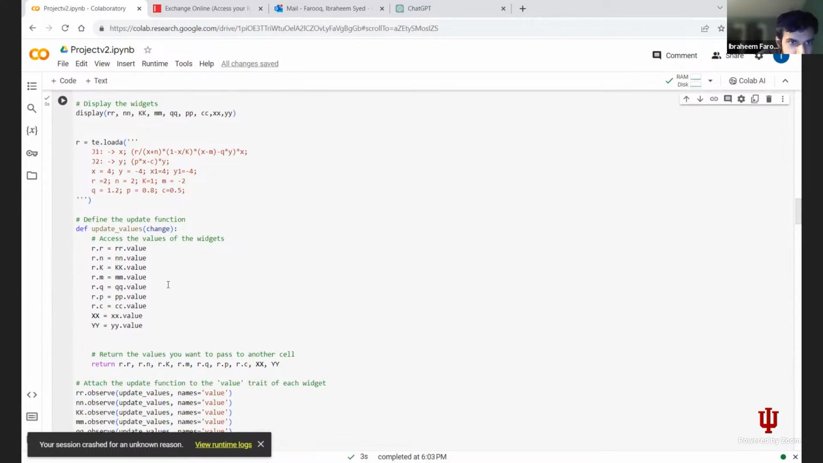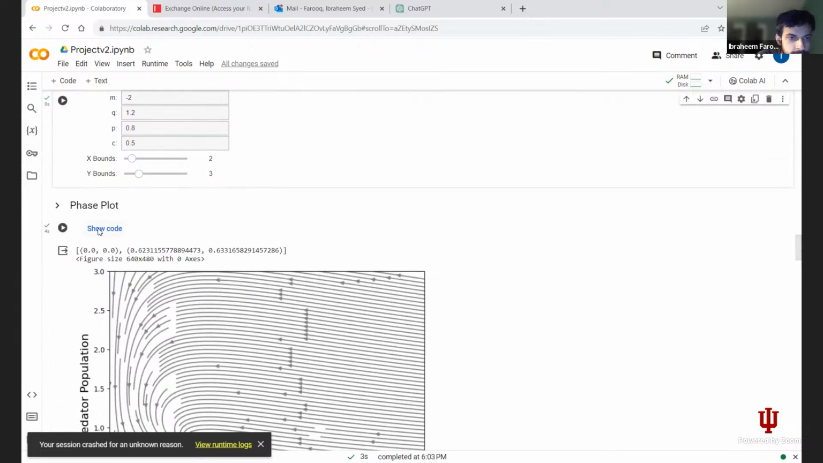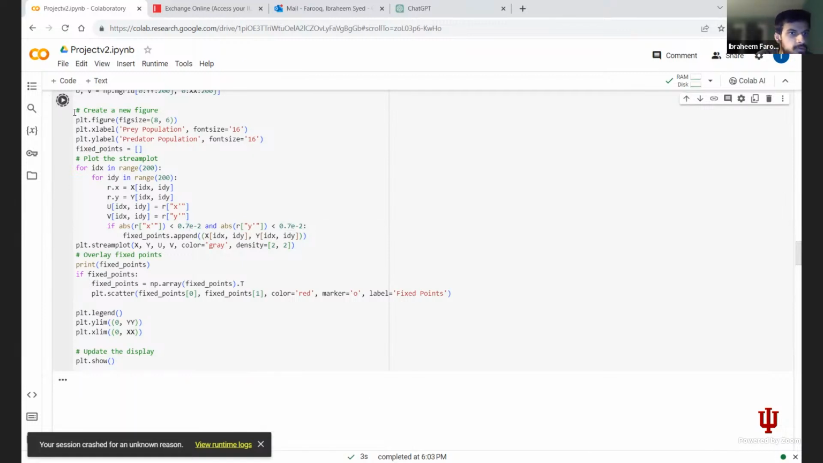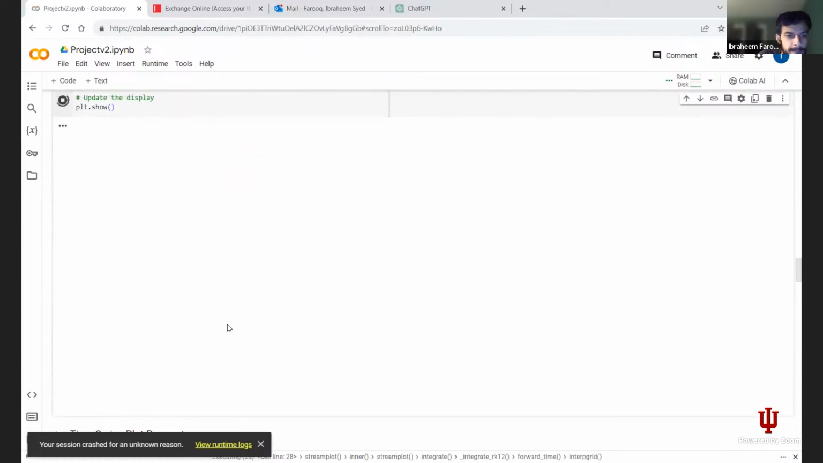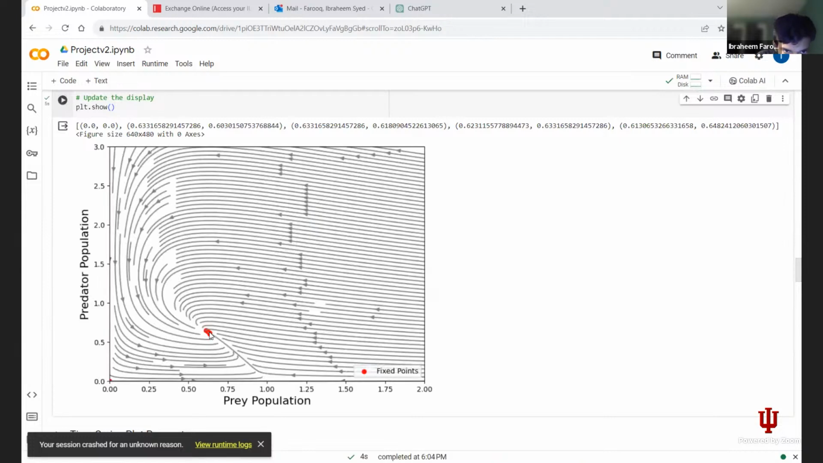If I change the sensitivity to, let's try 0.7 times 10 to the minus 2. See, we are actually generating more fixed points. So it seems like before we even get this fixed point, these points close to the calculated fixed point are also showing up as fixed points.